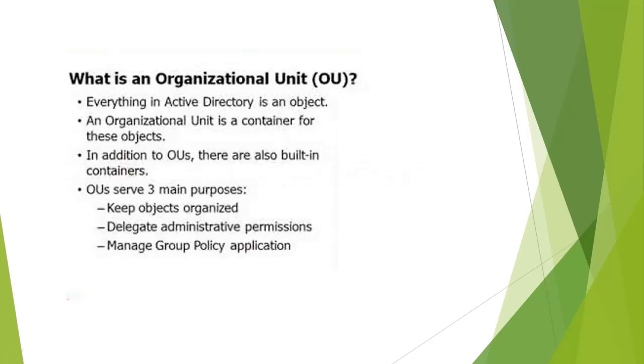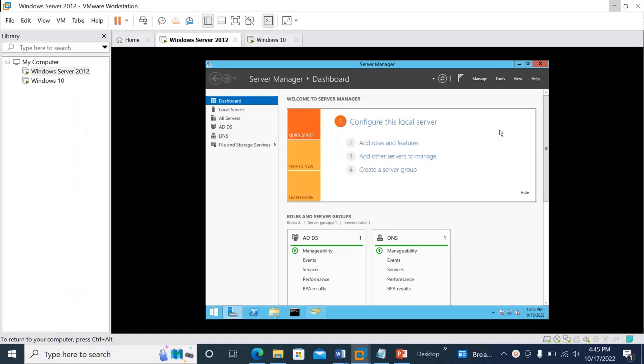So next one is an organizational unit. Basically we know that everything in Active Directory is an object, and objects are like users and computers and printers. So an organizational unit is a container for those kinds of objects, and OUs serve three main purposes: keep those objects organized, delegate administrative permission, and manage group policy application. Okay, now let me show you how to create an organizational unit.